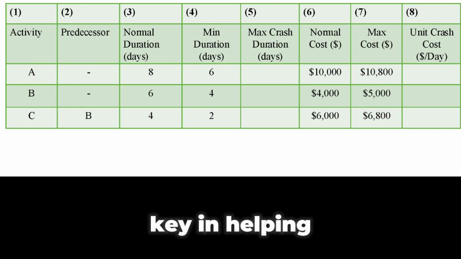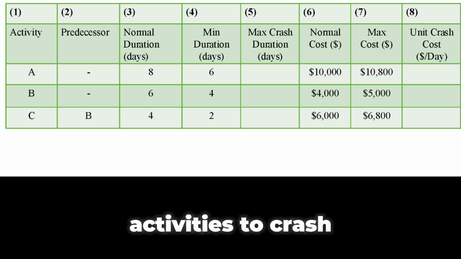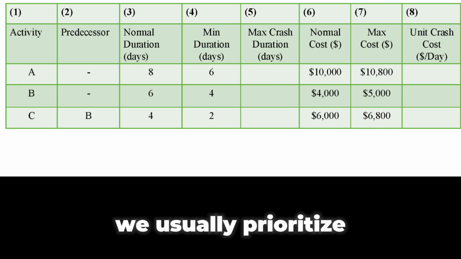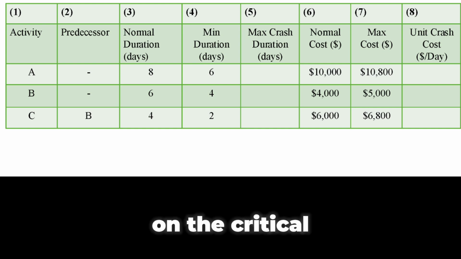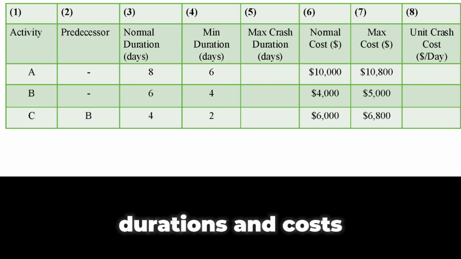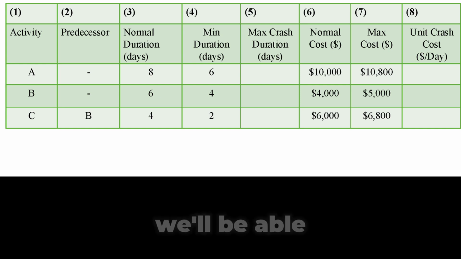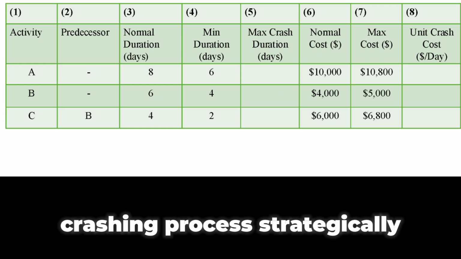This value is key in helping us decide which activities to crash first. We usually prioritize those with the lowest unit crash cost on the critical path, since they give us the most time savings for the least additional cost. So in summary, we will need to fill in columns 5 and 8 through simple calculations using the given durations and costs. Once complete, we'll be able to evaluate the trade-offs between time and cost and begin the crashing process strategically.